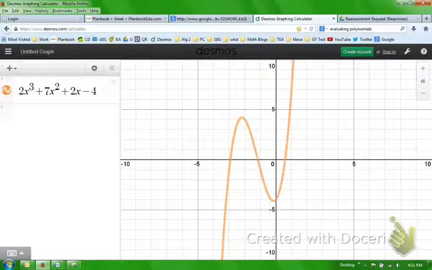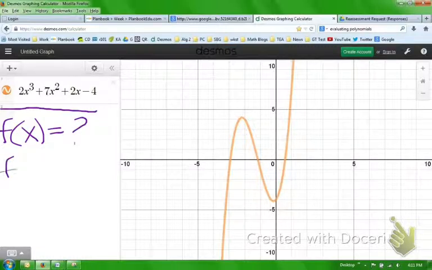Another way you'll be asked to evaluate is from a function or from a graph. So I'm using Desmos.com, and this is a really good app. You can use this at home, and I've graphed 2x cubed plus 7x squared plus 2x minus 4. Now, a lot of times you will be asked to find something that looks like f of x equals what? Well, if I want to evaluate this for f of, let me see if I can find a whole number for you, -3.